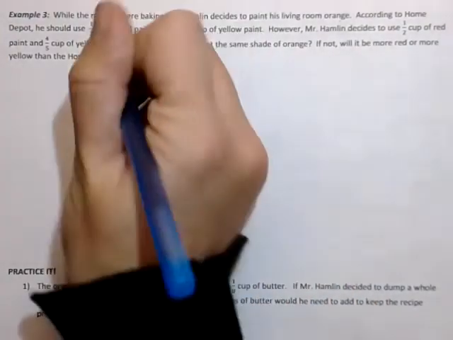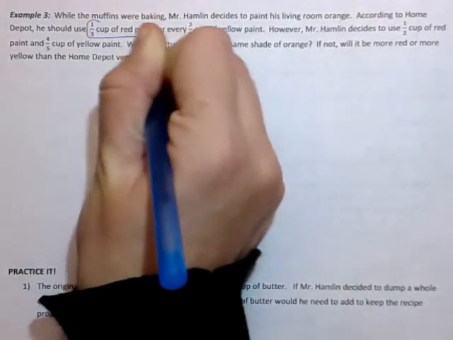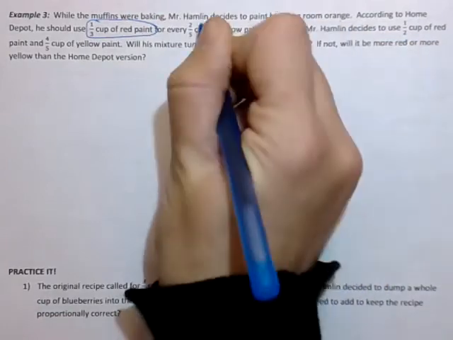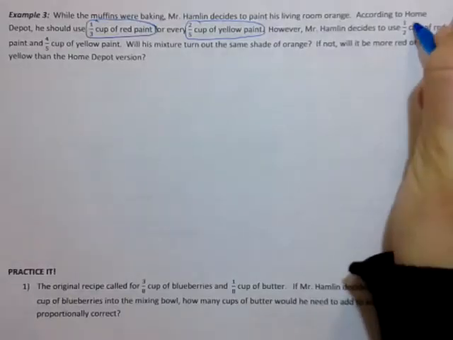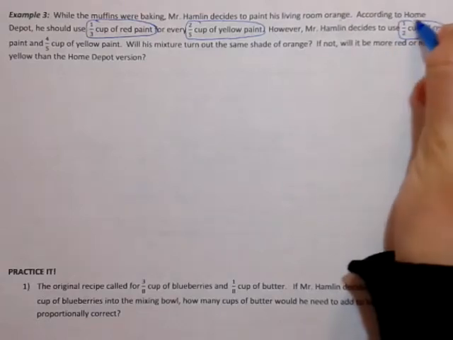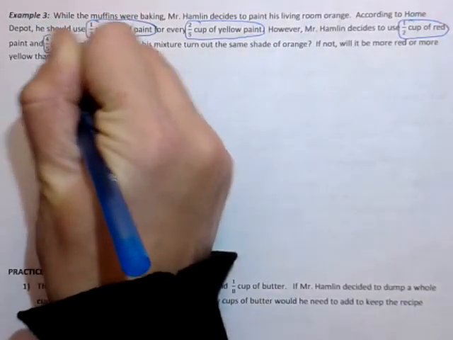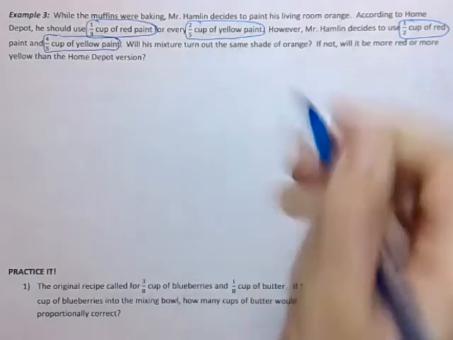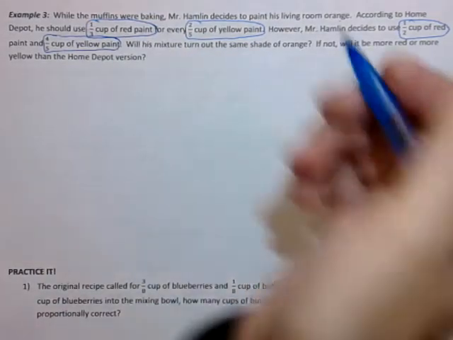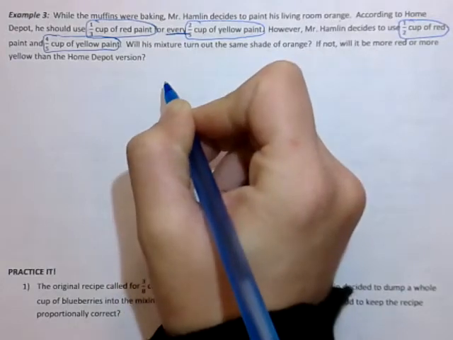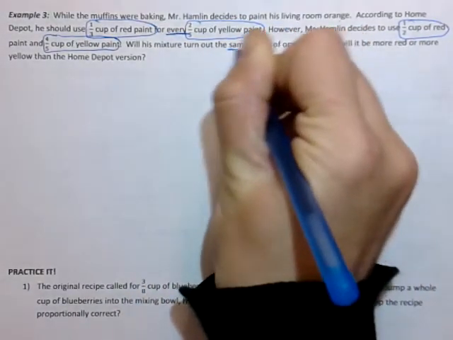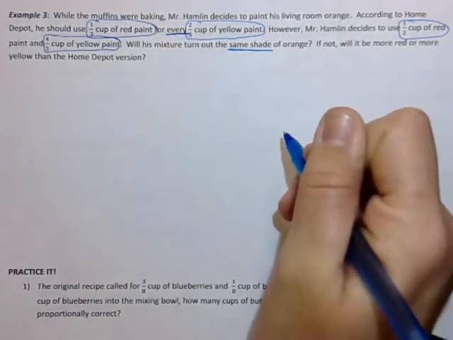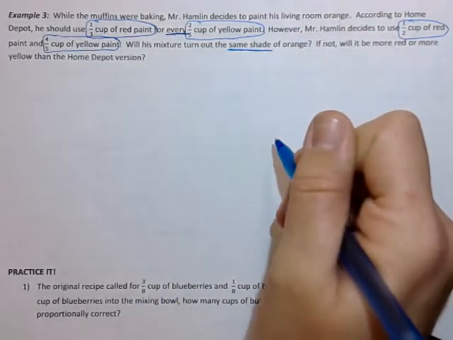So first thing I always do is cube my question. I'm going to circle all my numbers and the units that go with them. 1/3 cup of red paint, 2/5 cup of yellow paint, 1/2 cup of red, and 4/5 cup of yellow paint. I'm going to underline keywords. I see "every," that makes me think I'm going to need to find a unit rate. And I'm looking for the same shade, so I'm thinking about having a constant rate of proportionality, so they're the same.